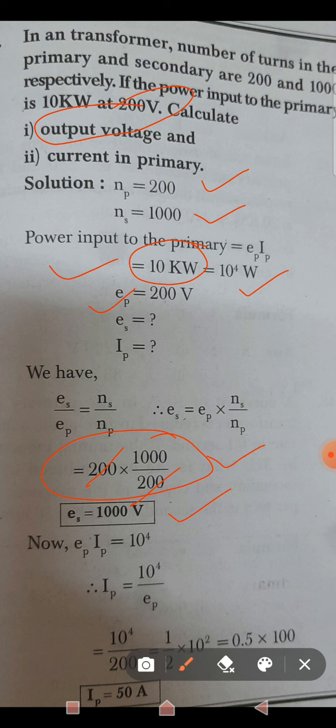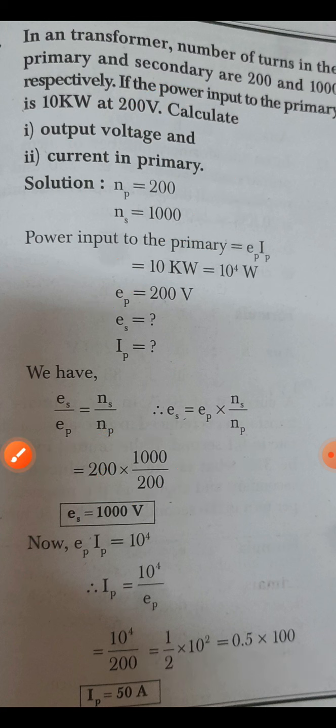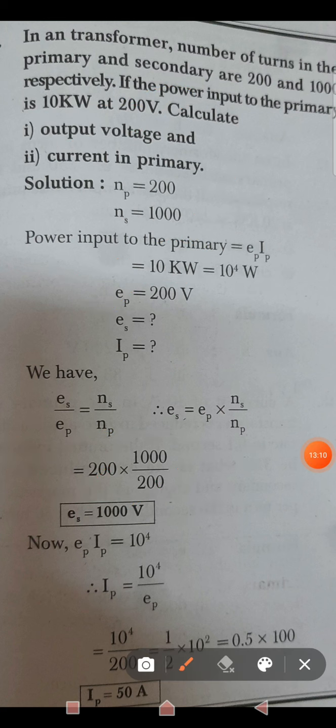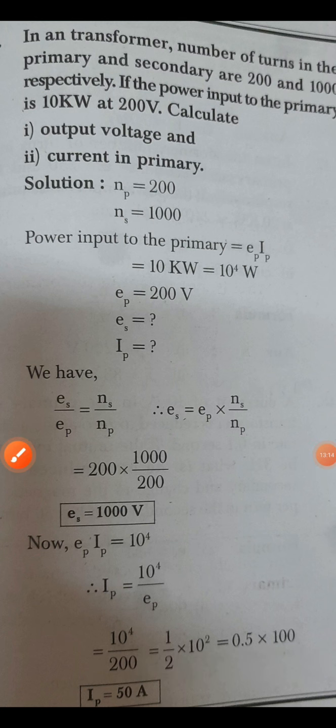Now we want the current. So power is given. Power is equal to EMF multiplied by the current, so EP into IP. So IP is equal to 10 raised to 4 upon EP. Substitute the value of EP, the value of EP is 200. So if we divide, we are getting the final answer as 0.5 into 100. That final answer is 50 ampere. So I hope you have understood this second question.